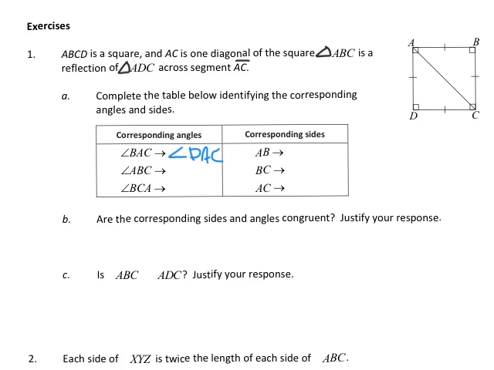ABC is going to correspond to angle ADC. Think of the reflection, angle ADC. And then angle BCA. If that is reflected, remember the B is reflected down here, so it's going to be angle DCA.